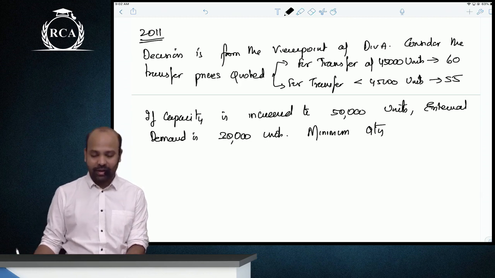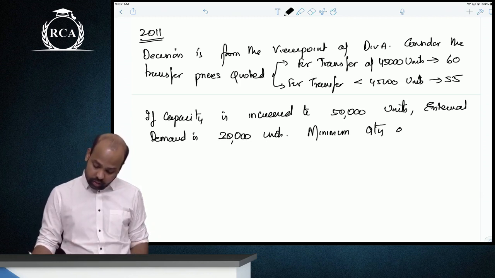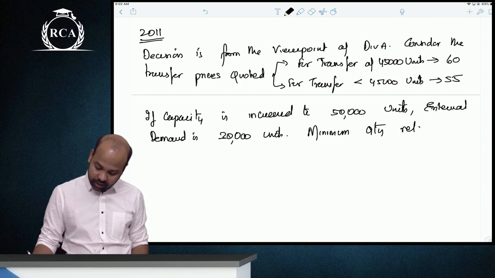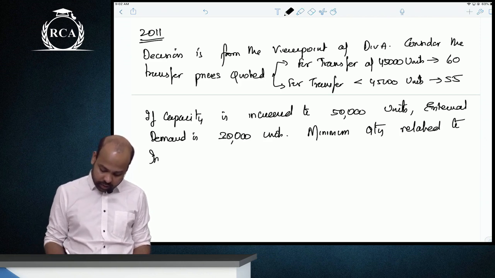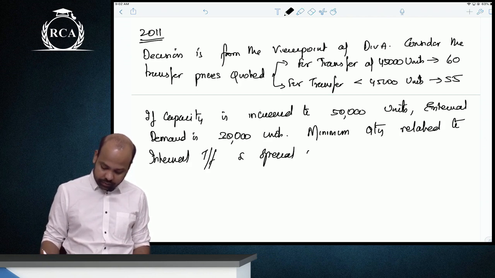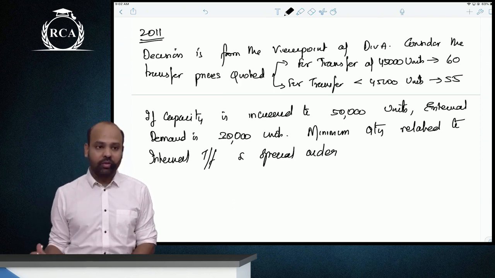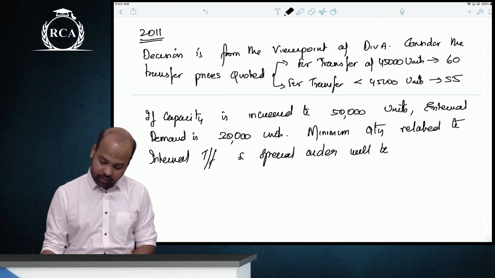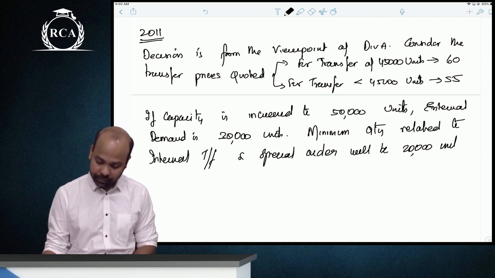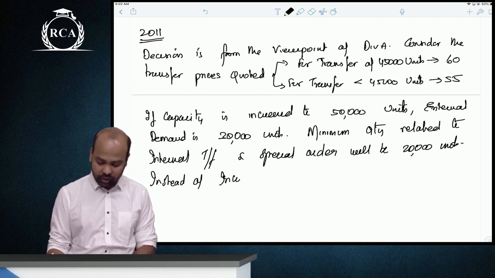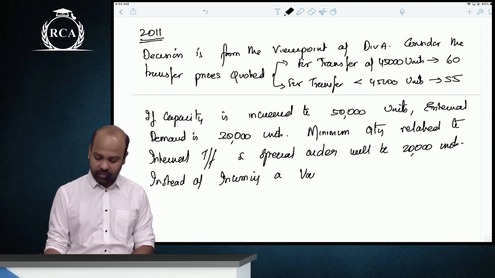The minimum quantity, guys, related to internal transfers and special order will be 20,000 units. Now, instead of incurring a variable selling overhead of 5 rupees per unit, we wrote this in the previous question as well, guys.